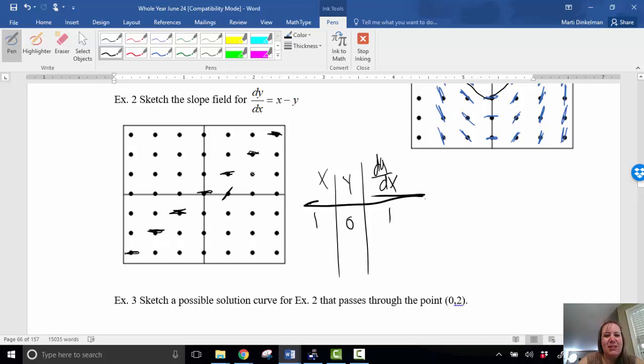Let's just keep track here. So this is going to be at 2, 1. And so that should be 1.